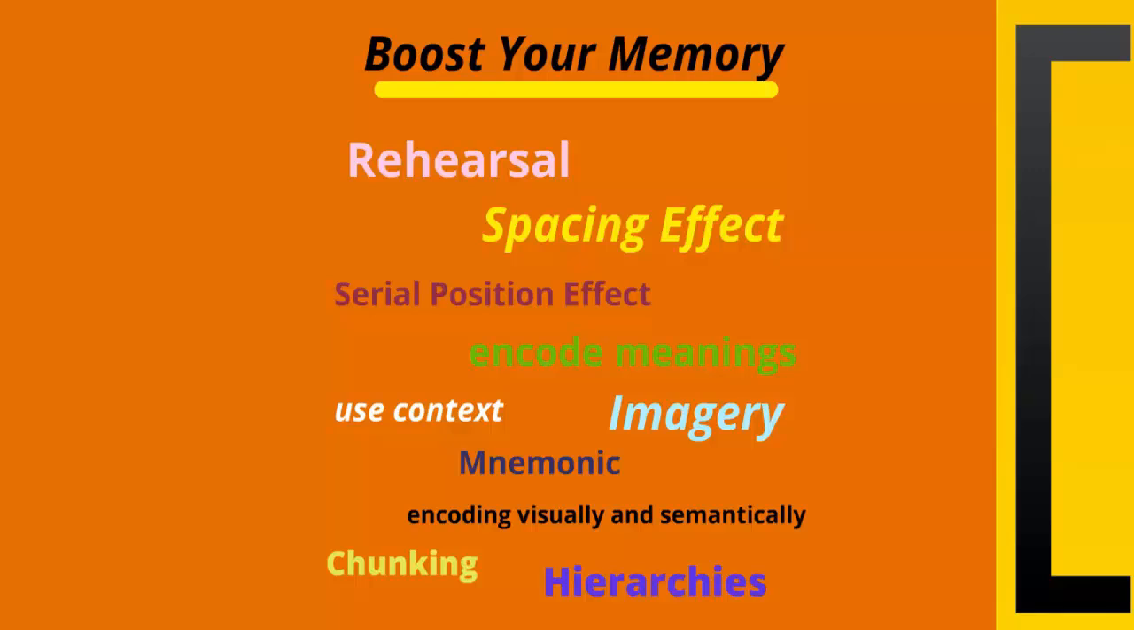We also encode meanings, like the difference between the words ice cream and I scream. We use context to give meaning to words that sound the same. Imagery can help us create a visual image and remember, and mnemonics are used to remember long lists of items. Our memory is helped by encoding visually and semantically in images and words. Chunking information and organizing it into meaningful units can help, as can making a hierarchy where a few broad concepts are divided and subdivided, like in an organizational chart.